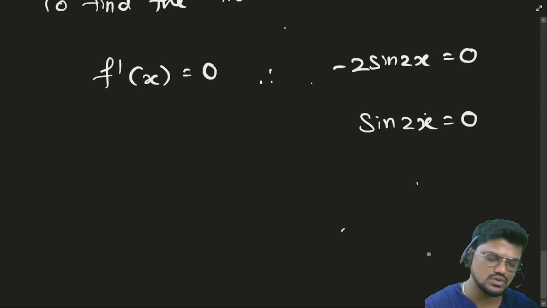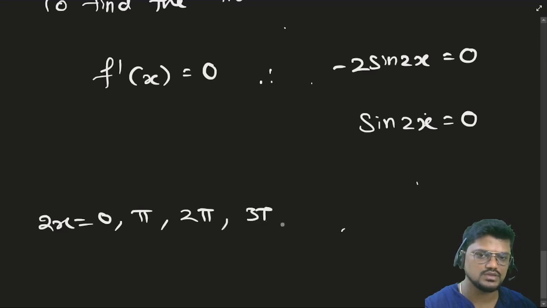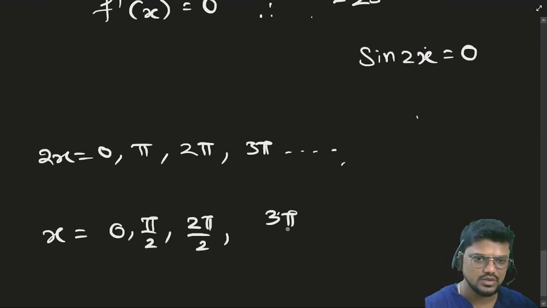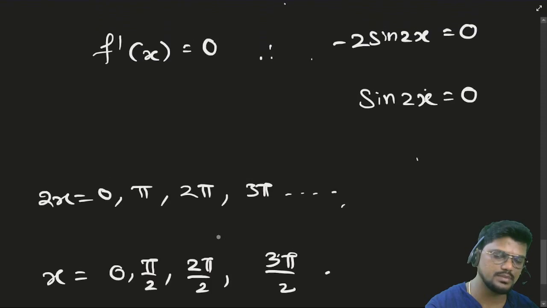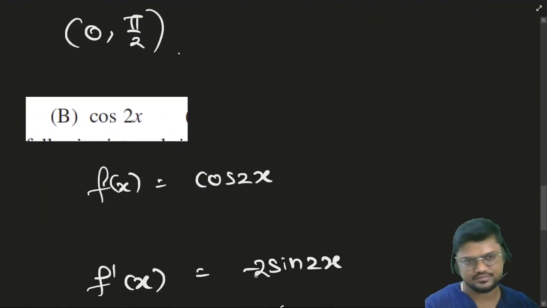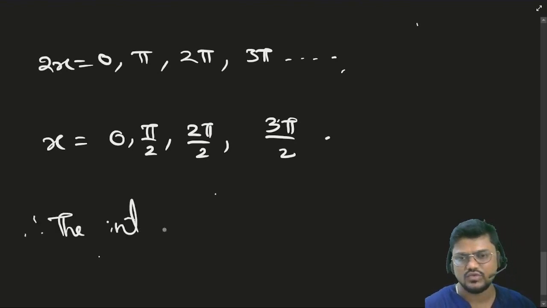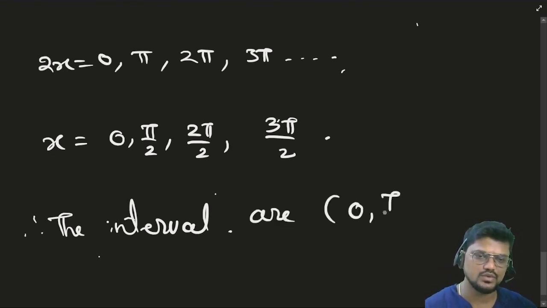Now, if sin 2x is equal to 0, then 2x will be equal to 0 or, sorry, not pi by 2, sin pi by 2 is 1. So, pi, 2 pi, 3 pi, and so on. So you can write x equals 0 or pi by 2 or 2 pi by 2 or 3 pi by 2 and so on. Therefore the intervals are 0 to pi by 2 only.